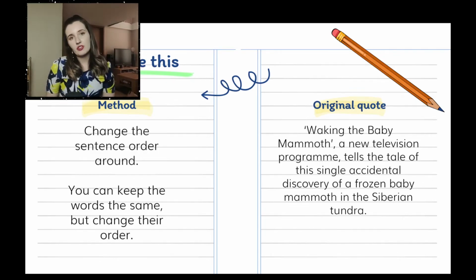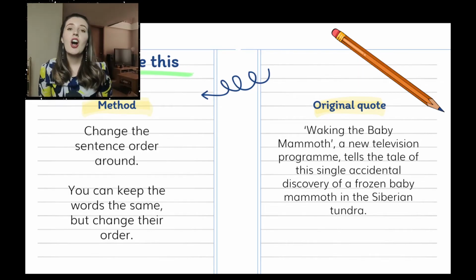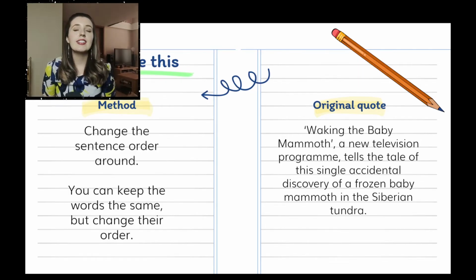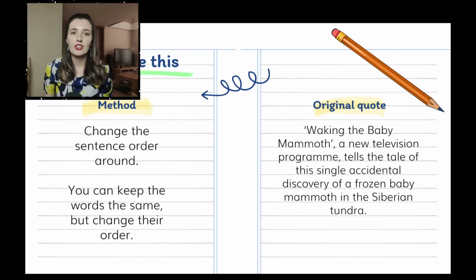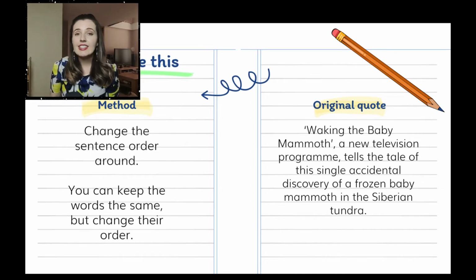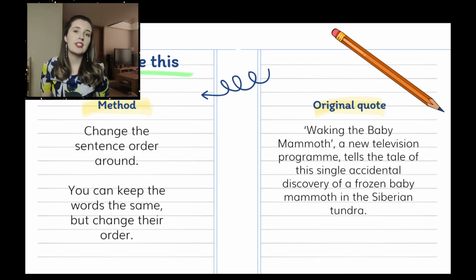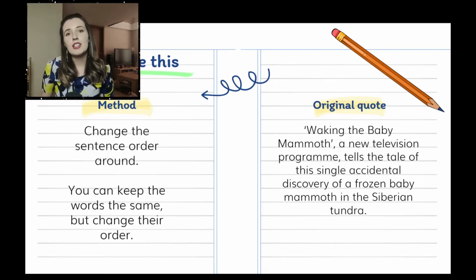So here is a quote from the original article once again. On your worksheets, go on over and see if you can flip around this sentence order. The sentence is, Waking the Baby Mammoth, a new television programme, tells the tale of this single accidental discovery of a frozen baby mammoth in the Siberian tundra. If you're finding this really easy, then you can also try to use the two previous techniques. Can you use some synonyms and can you remove some of those useless filler words? Okay, pause the video now and have a go.